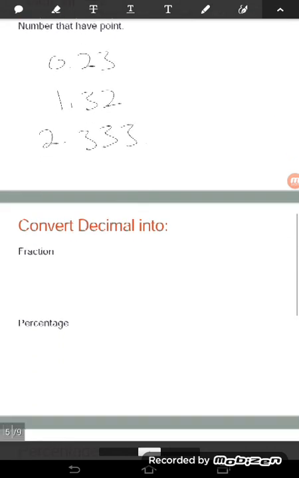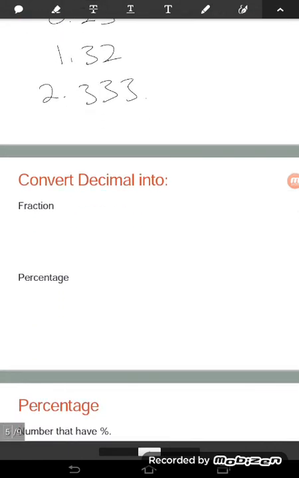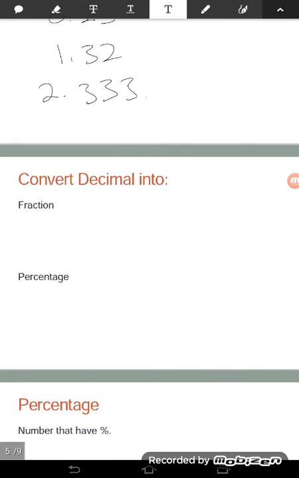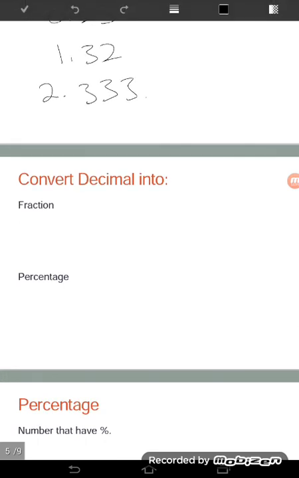Next, how to convert a decimal into a fraction. For example, 0.2. This has 1 decimal place, so 0.2 is equal to 2 over 10. Simplify 2 over 10 and you get 1 over 5.